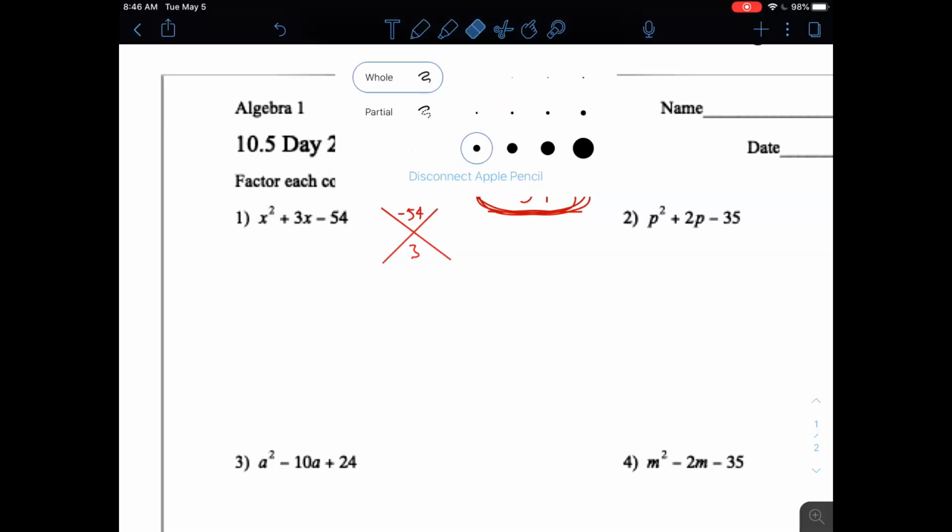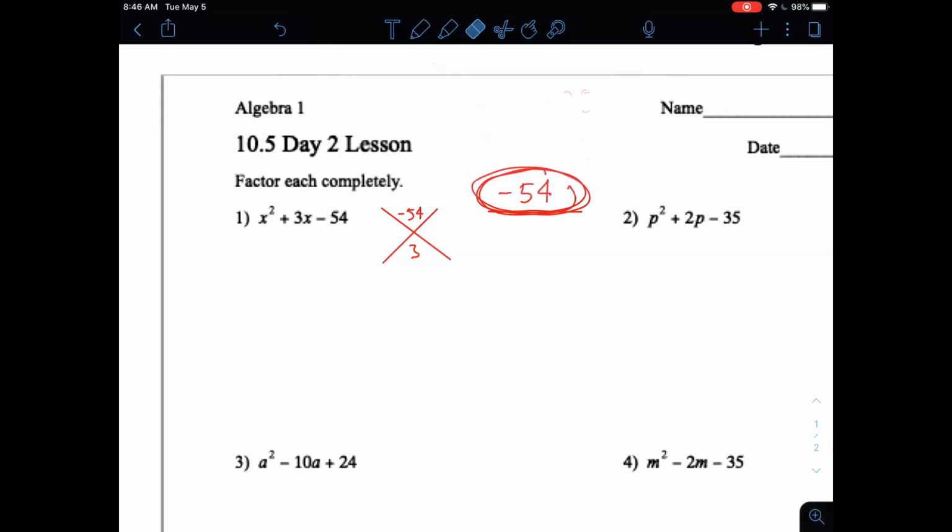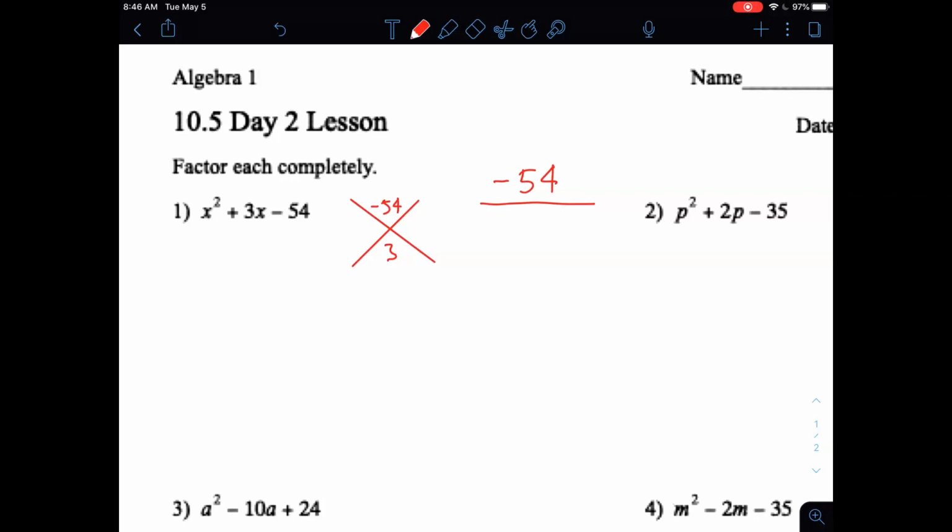Here's a trick for you. If you have a C value that is negative, that means you're going to have one positive and one negative. So if C is negative, we need one positive and one negative number. This is basically just trying to find the factors of negative 54. Whatever numbers multiply to make negative 54, you're going to need one number or the other to be negative for that to work. So what are some factors of negative 54?